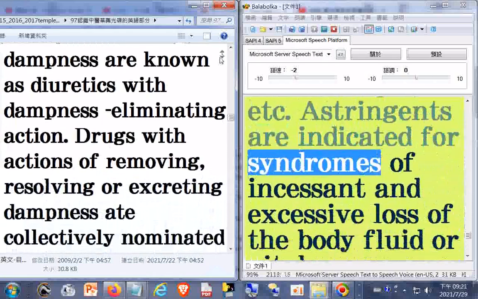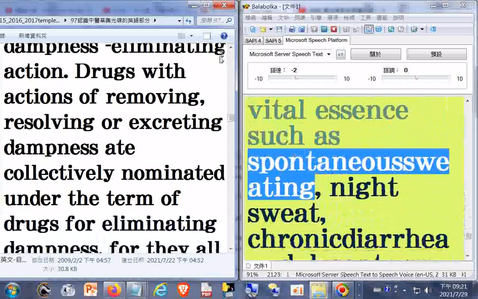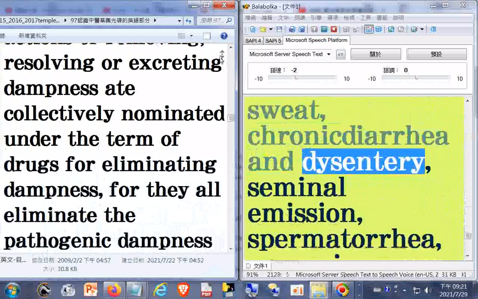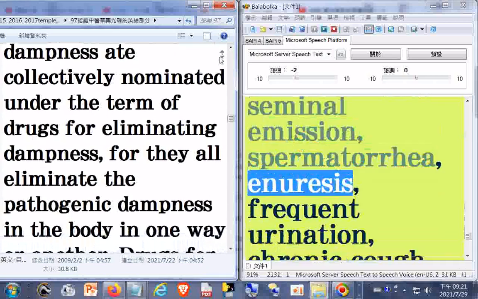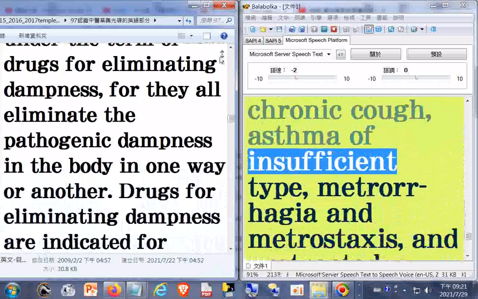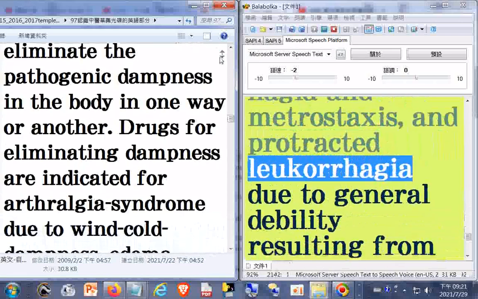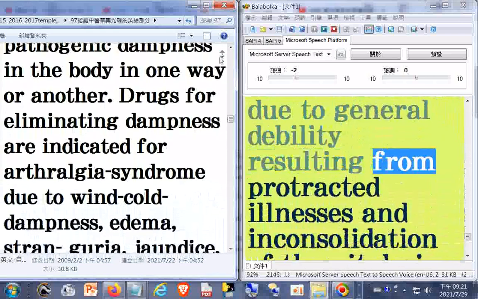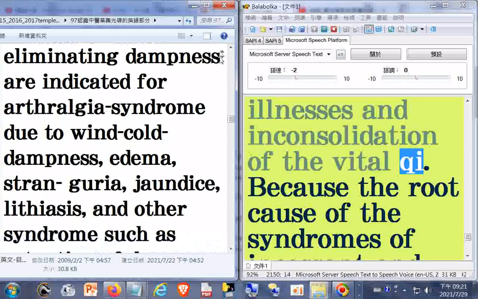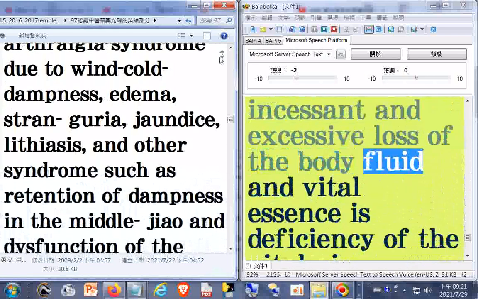Astringents are indicated for syndromes of incessant and excessive loss of the body fluid or vital essence such as spontaneous sweating, night sweat, chronic diarrhea and dysentery, seminal emission, spermatorrhea, enuresis, frequent urination, chronic cough, asthma of insufficient type, metrorrhagia and metrostaxis, and protracted leukorrhagia due to general debility resulting from protracted illnesses and inconsolidation of the vital qi.